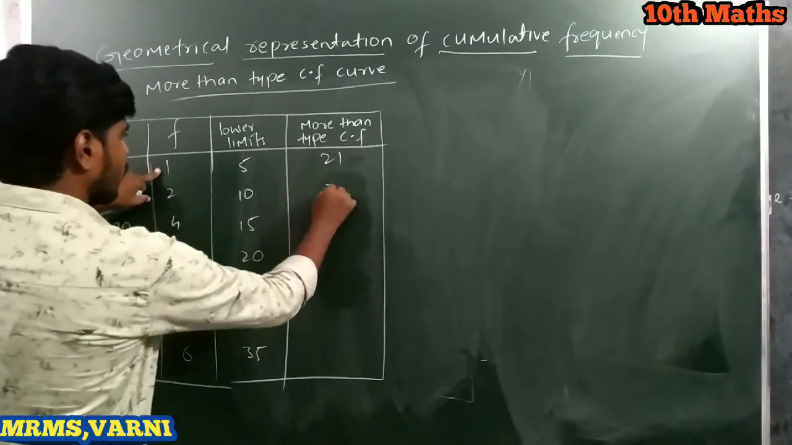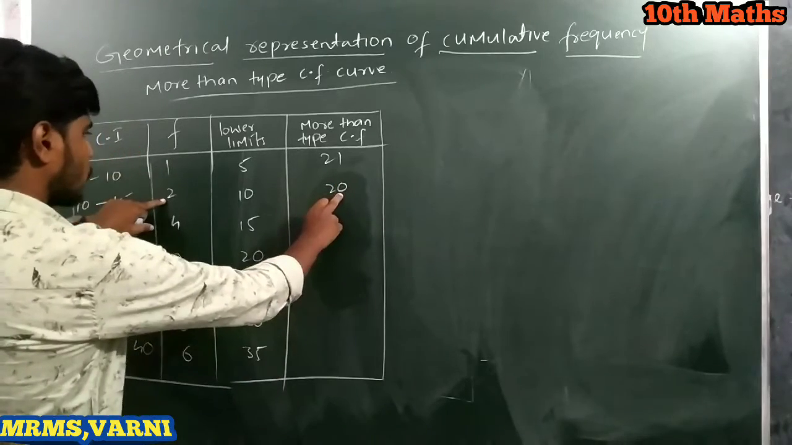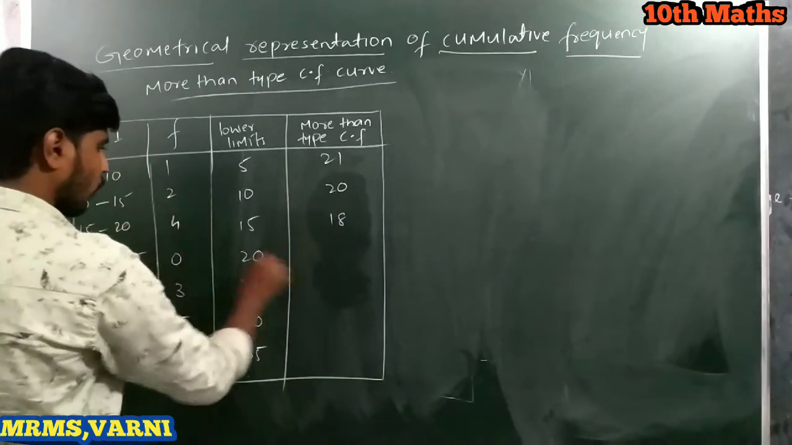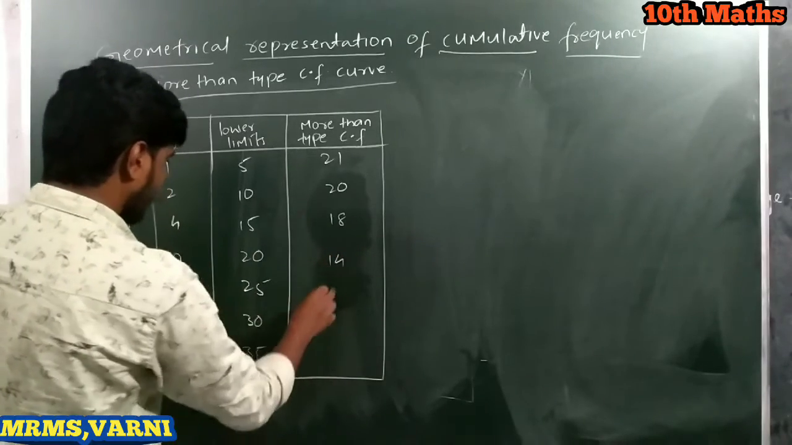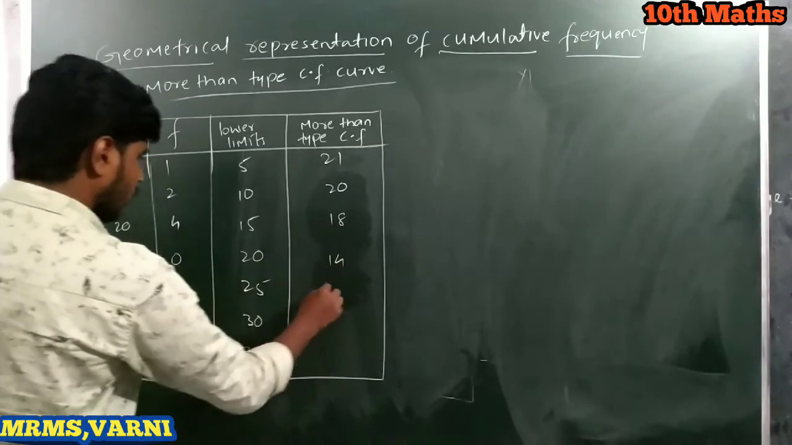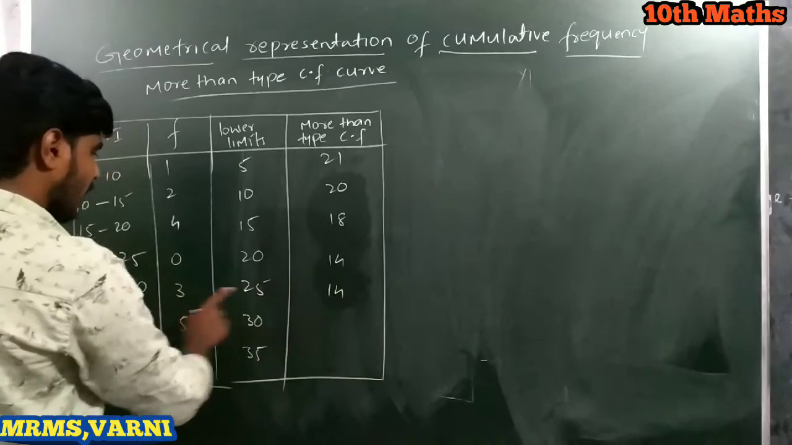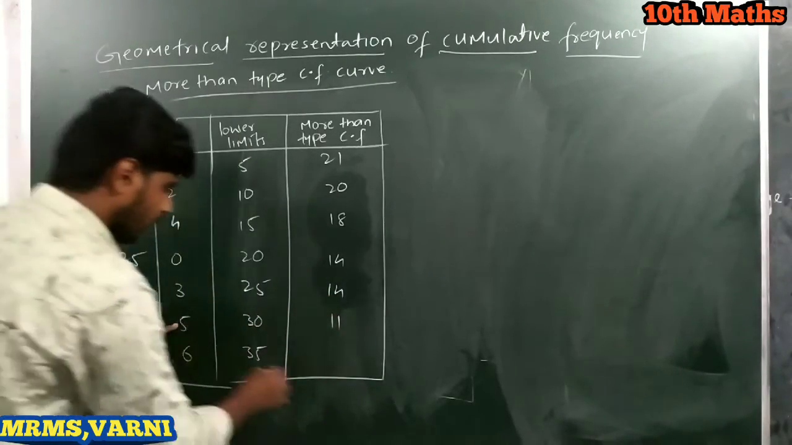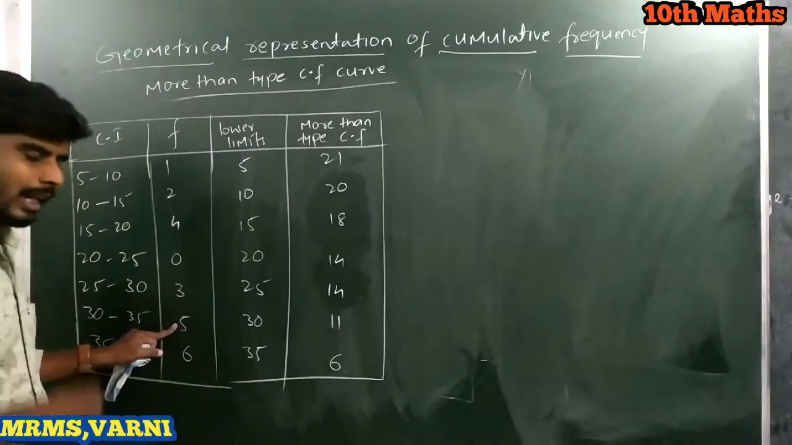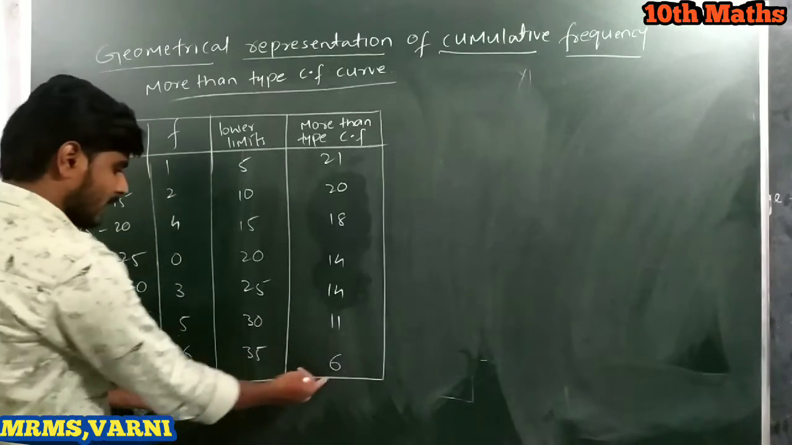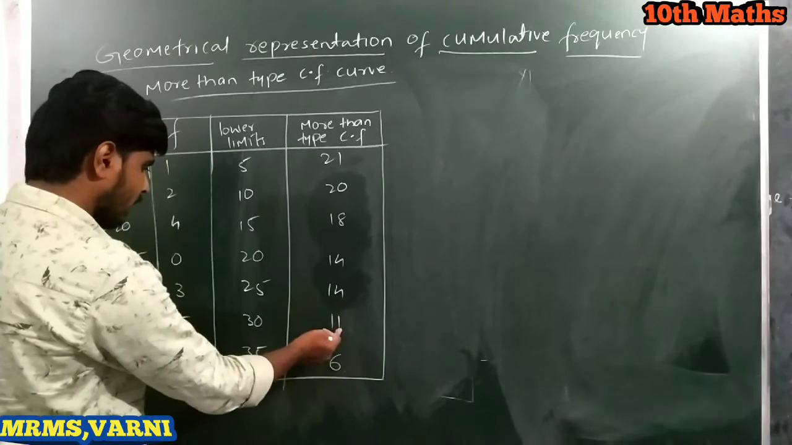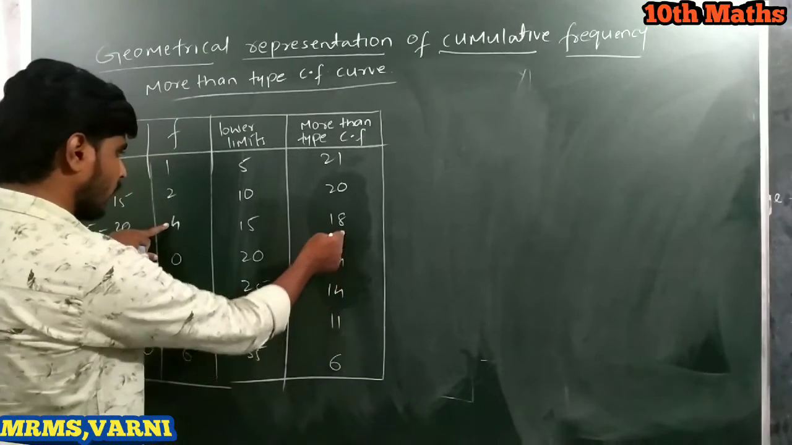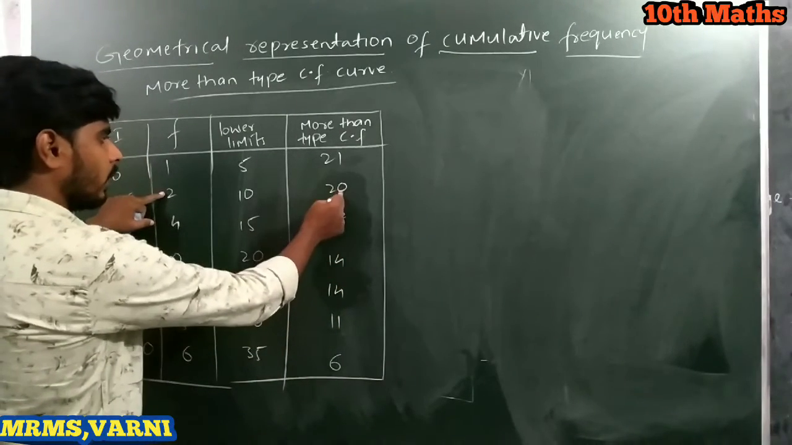21 minus 1, 20. 20 minus 2, 18. 18 minus 4, it is 14. 14 minus 0, it is also 14. 14 minus 3, it is 11. 11 minus 5, it is 6. If we calculate from downwards, 6 as it is, 6 plus 5, 11. 11 plus 3, 14. 14 plus 0, 14. 14 plus 4, 18. 18 plus 2, 20, 20 plus 1, 21.